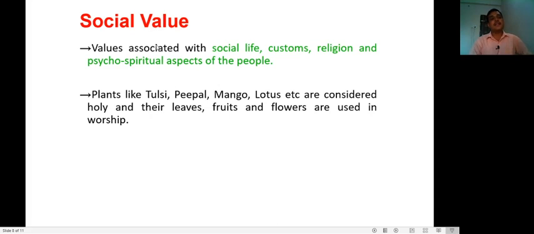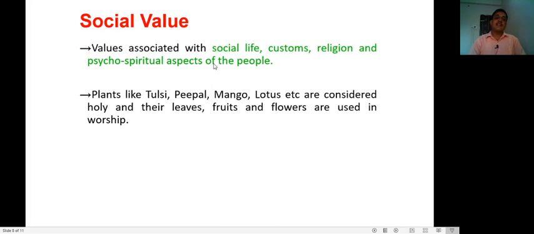Then there is the social value of biodiversity. After studying the consumptive and productive value of biodiversity, we look at the importance of biodiversity as far as our social life is concerned. My dear students, as we know, man is a social animal living in a community, and every individual follows some customs, religions, and psycho-spiritual aspects of the people.